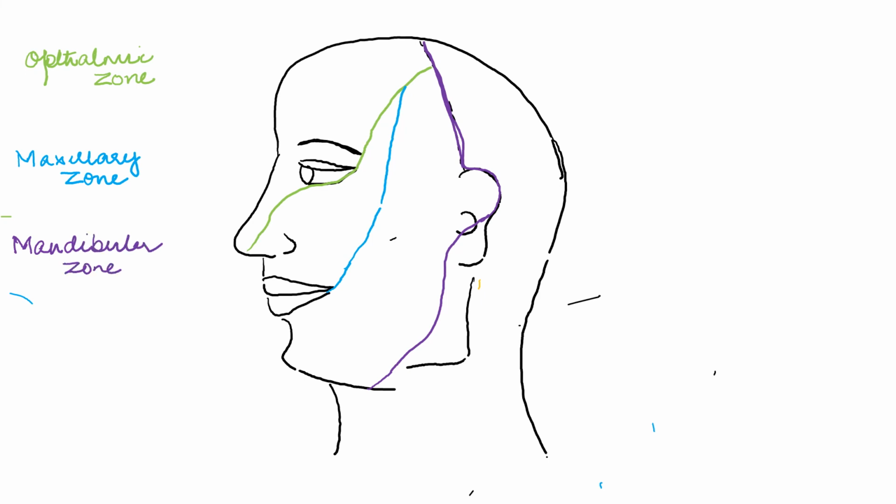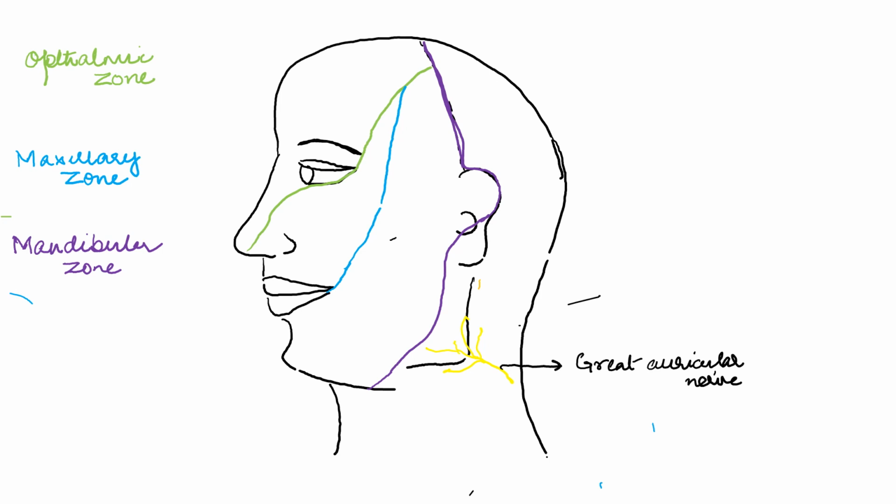Now, one thing to remember is that the area of the angle of the mandible is under the innervation of the great auricular nerve. This area, which is a cervical branch of the cervical plexus. This is with the great auricular nerve.